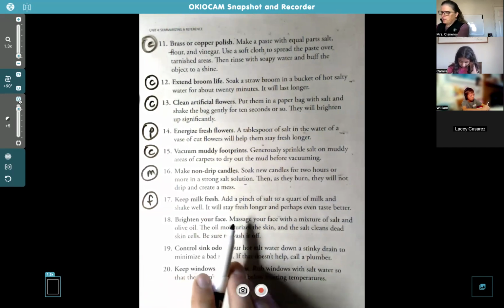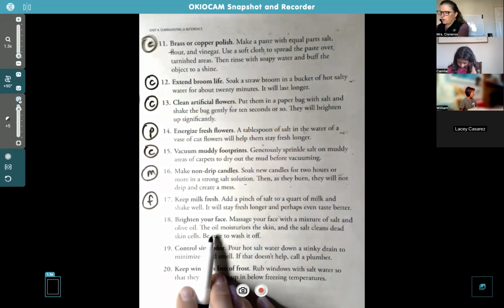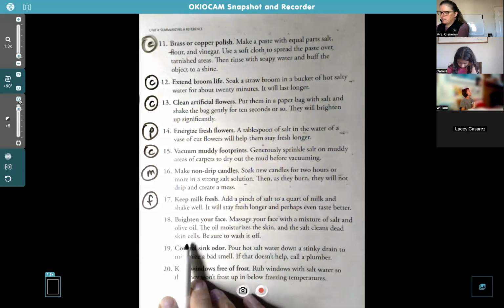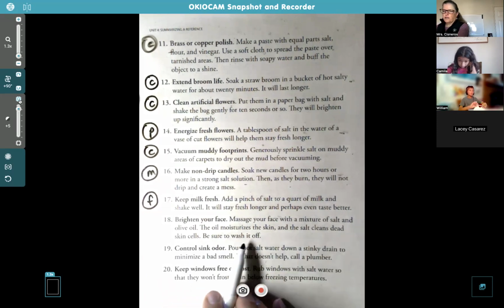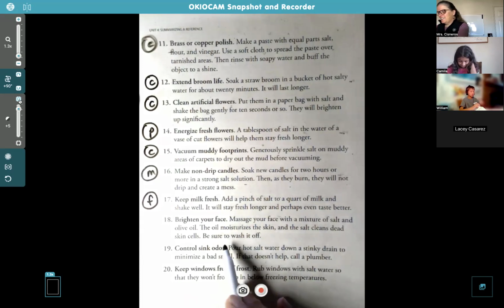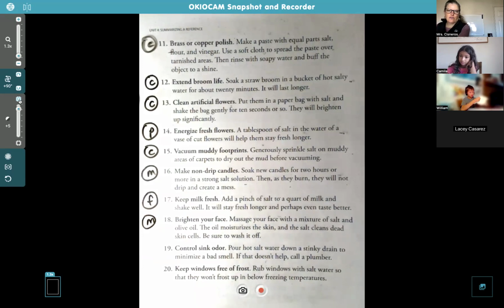Brighten your face. Massage your face with a mixture of salt and olive oil. The oil moisturizes the skin, and the salt cleans dead skin cells. Be sure to wash it off. Yeah, you don't want to walk around with salt and oil on your face. So rinse it off when you're done doing that. That's interesting. I'm going to put an M next to this one for miscellaneous because that one doesn't really fit any of the other categories there.